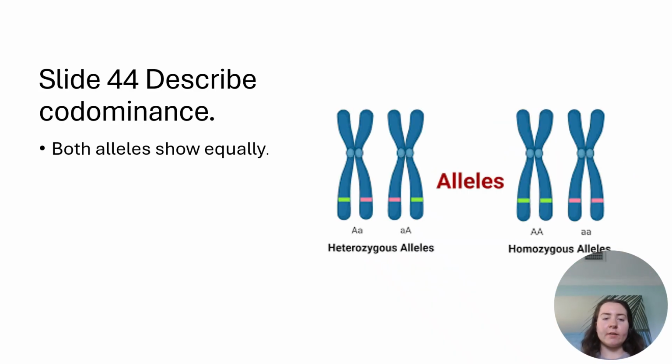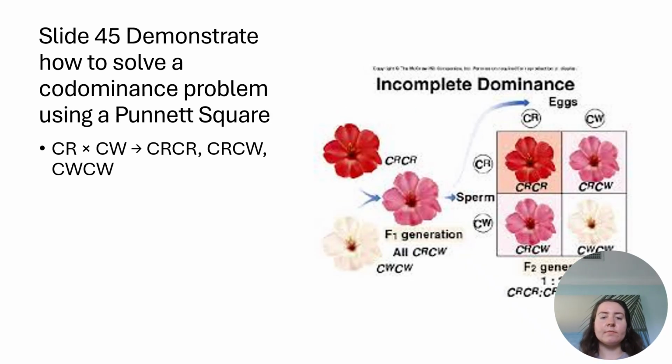44. Describe codominance. Both alleles show equally. And you can see there's heterozygous and homozygous. 45. Demonstrate how to solve a codominance problem using a Punnett square. CR times CW, CR CR, CR CW, CW CW. And there's the picture of the Punnett square.